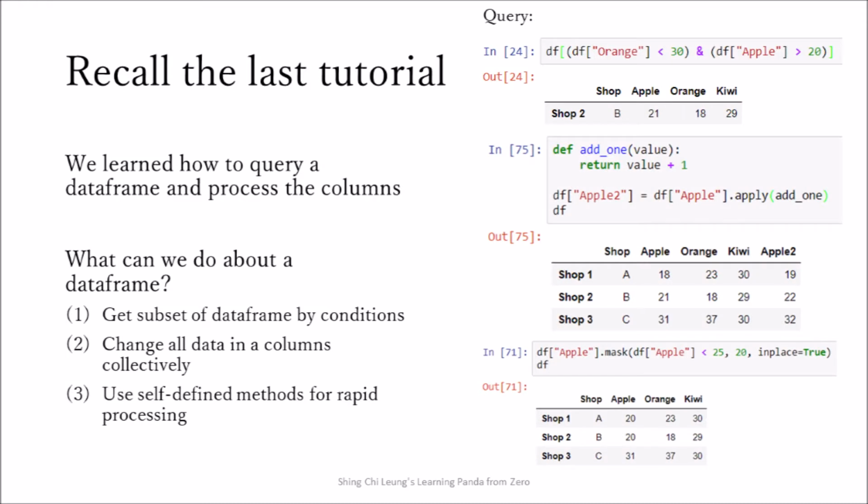Let us recapitulate what we have learned in our last tutorial. We have covered how to make queries about numerical data and process them collectively. We have learned how to make queries based on single or multiple conditions. We have covered how to use the default function to change all data along a column collectively. We have also shown how to use a self-defined function and a masking function to apply changes to the existing data.